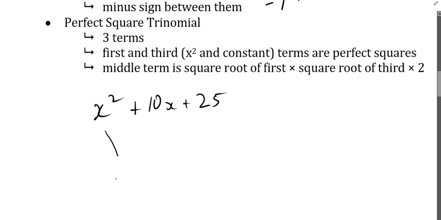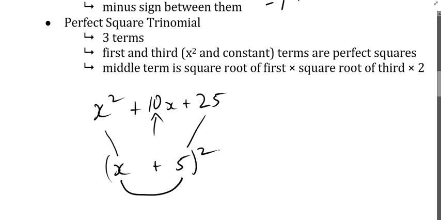What's the square root of the first term? X. What's the square root of the last term? 5. X times 5 times 2 is 10. So this is a perfect square trinomial. Does that make sense? Yep. Do we have to write it like x plus 5 squared?